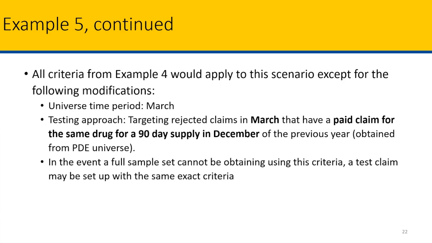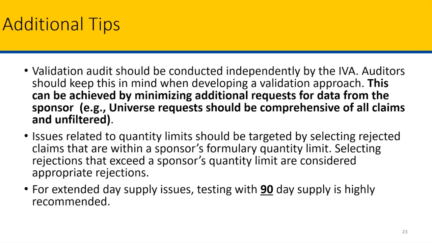Additional tips. The validation audit should be conducted independently by the IVA. Auditors should keep this in mind when developing a validation approach. This can be achieved by minimizing additional requests for data from the sponsor. A full universe should be requested whenever possible.